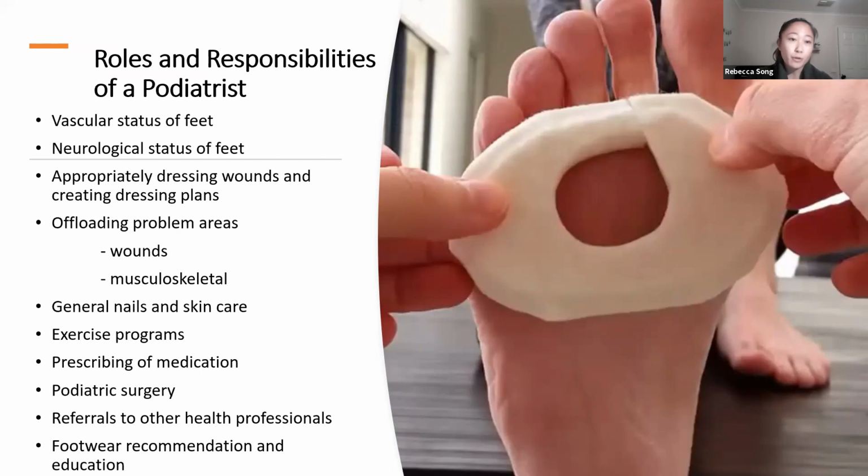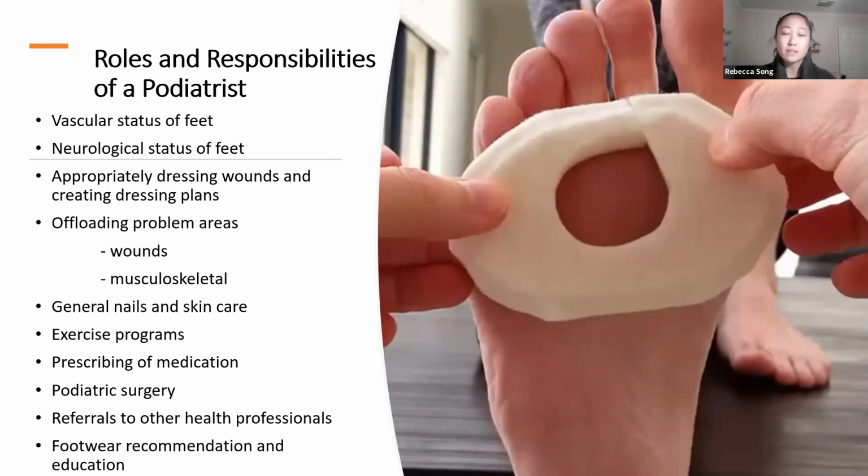We also check for the neurological status of the feet. When I refer to neurological, I don't mean the brain, I mean more the nerves and the sensations in the feet. So we do different kinds of testing to make sure that the patient can feel everything that's happening down there as well. We are responsible for monitoring and dressing foot wounds, as well as creating appropriate dressing plans. We look at wounds and see what kind they are, the level of pus or exudate that they give off, and we decide on what kind of dressing is most appropriate for it and how often it needs to be changed as well.